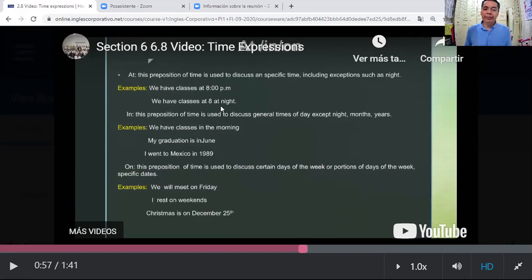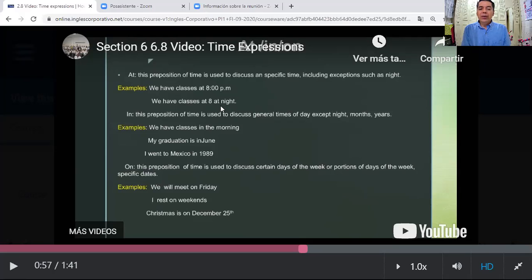We use in with some general parts of the day: in the morning, in the afternoon, in the evening. We also use it with months and years. So we say in June, in September, and with years, in 1989, in 2021.